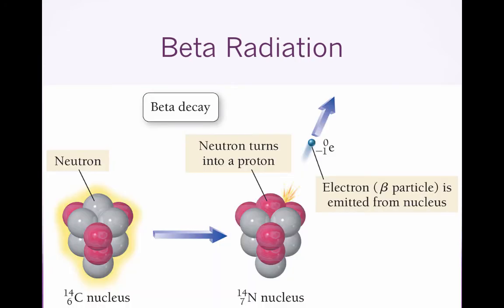So here's a depiction. Like I said, here we have this carbon-14 nucleus. Here's a neutron. It undergoes beta decay. So this neutron changes to a proton, so an electron has to come out. So we go from carbon-14 to nitrogen-14. Since we gain a proton, our atomic number has to go up by 1, right?